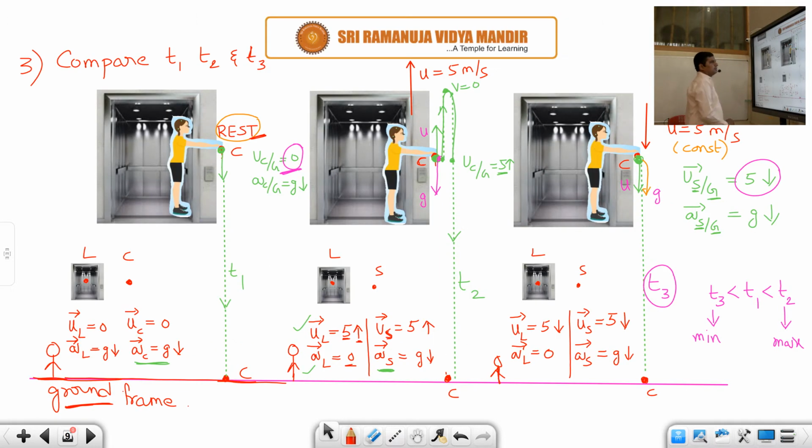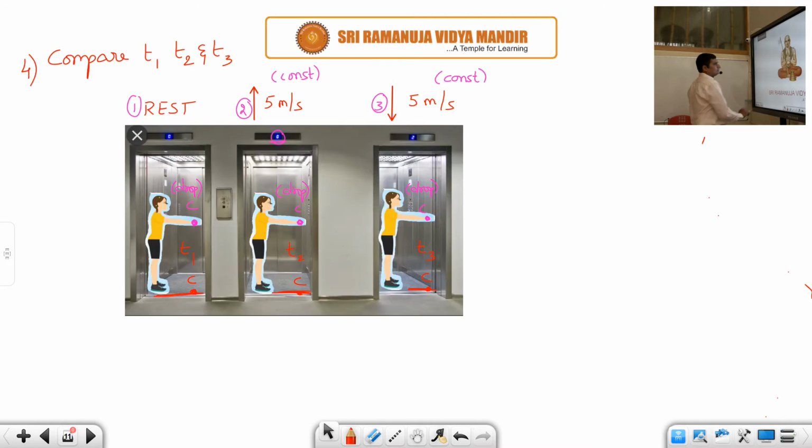Okay, so in the last session I gave you this problem as homework, where there are 3 lifts. One is at rest, the second one is moving upwards with a speed of 5 meters per second, and the third one is moving downwards with the same speed, 5 meters per second. There is a girl standing inside the lift and dropping a coin. In each case she is dropping it. The only thing is the lift's condition is different in all 3 cases: the first one is at rest, the second one is going upwards, the third one is going downward.